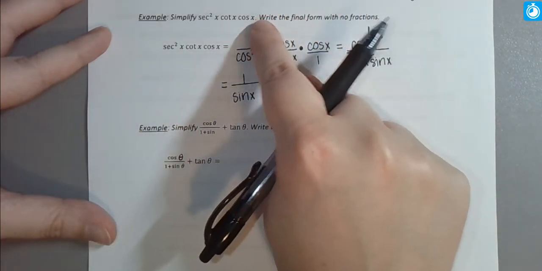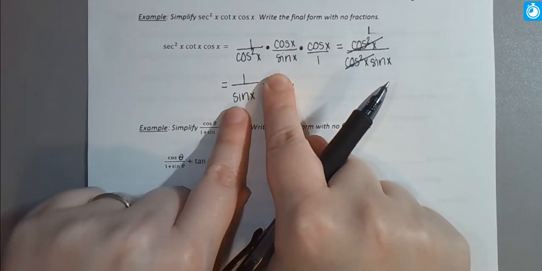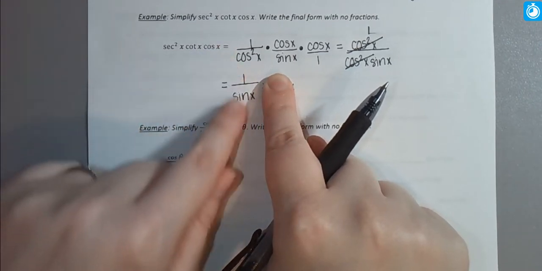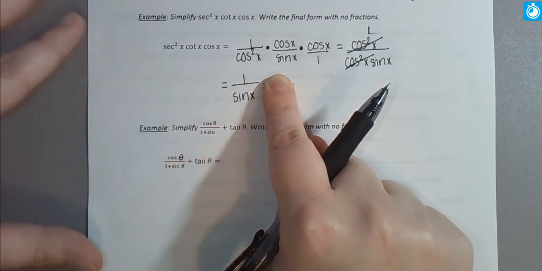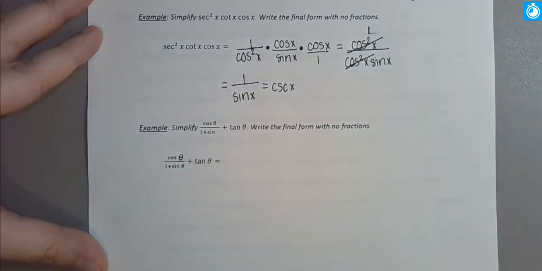And notice again it said write the final form with no fractions. So if we got to this point, we know we're not done. We can't leave it in that form. This is rational, it's fractional, we can't leave it in that form. But here we just used an identity to transform that 1 over sine into a cosecant because they are equivalent to one another. So that would be our simplified form. And it definitely is a lot simpler than the expression we started with.